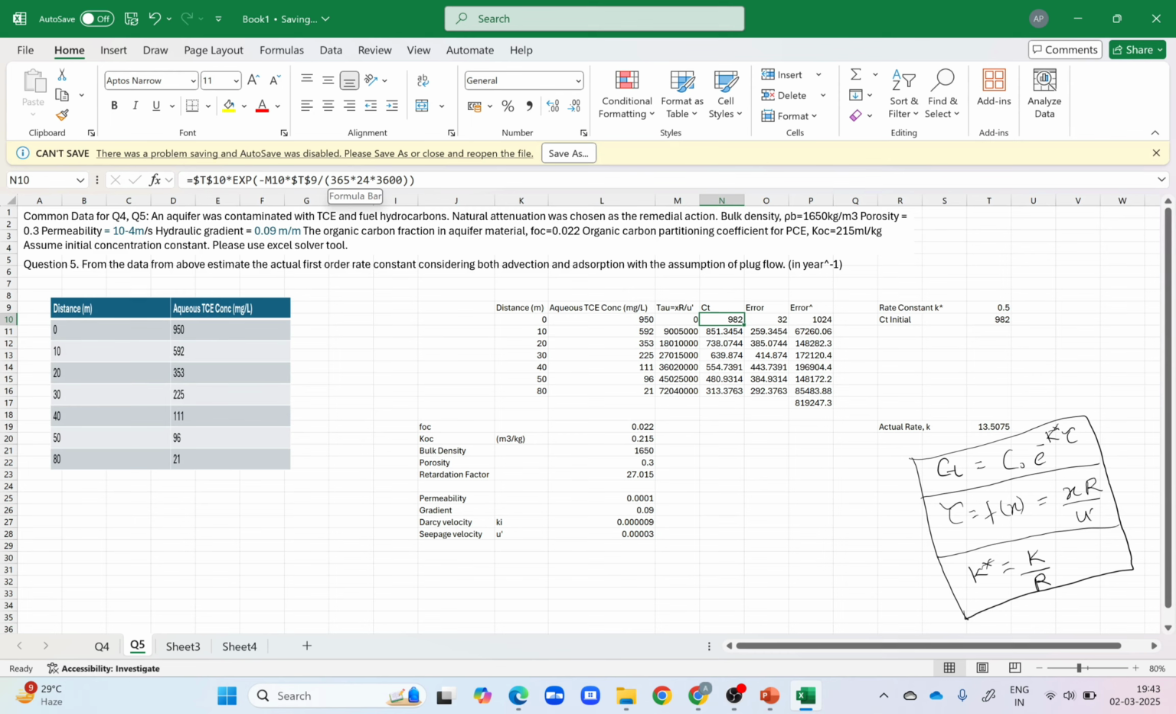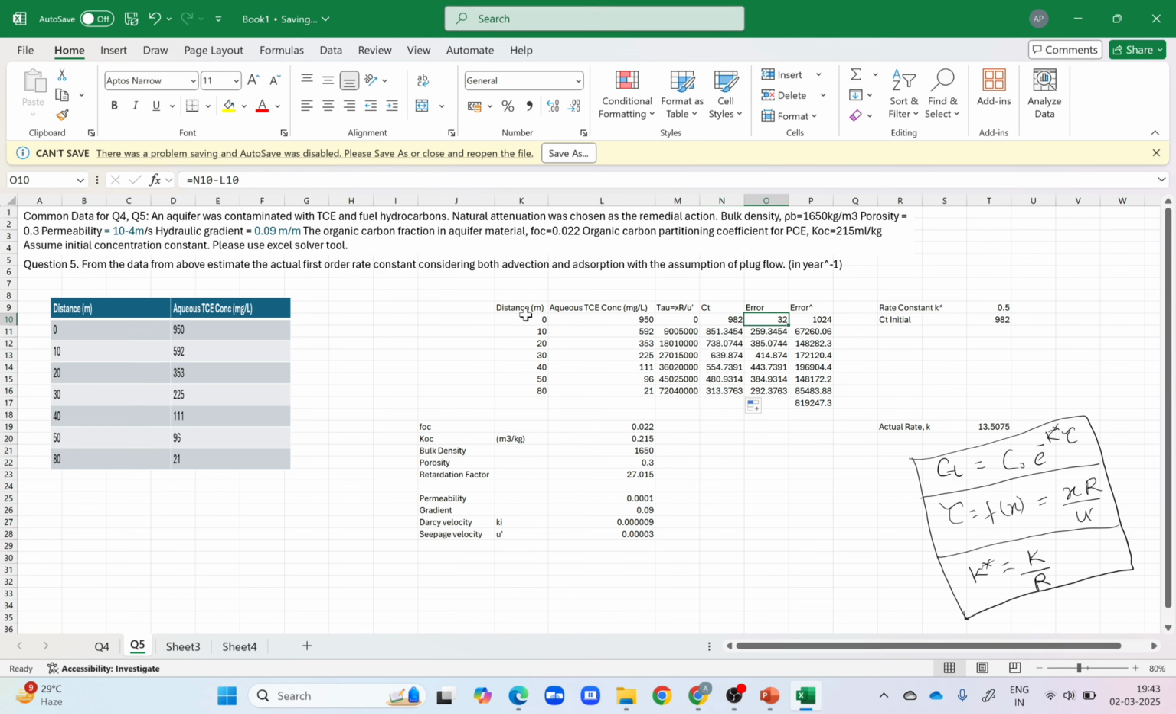In 1 year there will be 365 days, and in each day there will be 24 hours and this many seconds. So that's why we have done that, and we can drag this and find out the concentration at all the distances given.